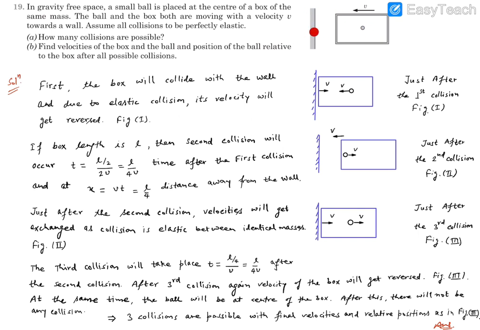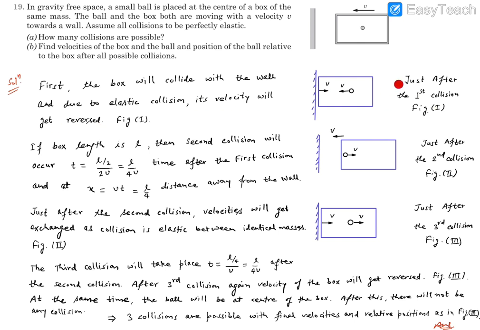So here this wall is going to be the obstruction. So this is going to move till this wall. When this box comes in contact with the wall, that is when the first collision is going to be. And since this collision is elastic, you'll find the box will get the velocity in reverse direction, and the magnitude will remain the same. So its velocity will get reversed.